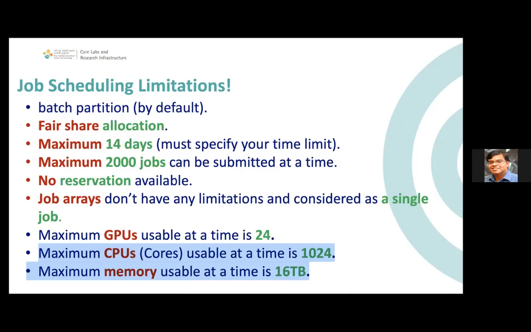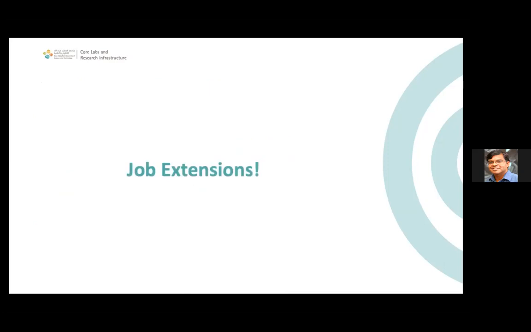Say for example, if you are looking for more than 16 TB main memory at a time, your job will be queued. It may not run when you are allocating more than 16 TB memory.